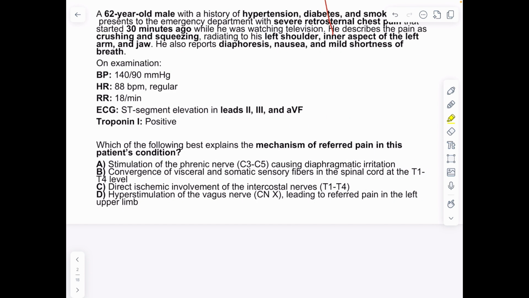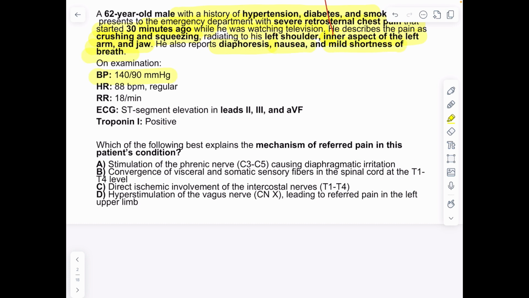So starting with the first question, a 62-year-old male with a history of hypertension, diabetes and smoking presented to the emergency department with a severe retrosternal chest pain that started 30 minutes ago while he was watching television. He described the pain as crushing and squeezing, radiating to the shoulder, inner aspect of the arm and jaw. He also reports diaphoresis, nausea, and mild shortness of breath.